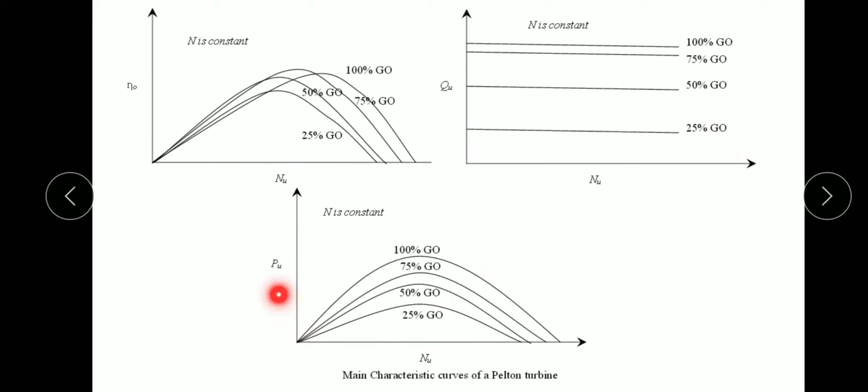Coming to the power, here power also starts from 0, because when the output power value is 0, that's why it is starting from this value. Here the curve will start from 0. 100% gate opening, again 75%, 50% and 25% gate opening. The maximum power can be obtained at 100% gate opening.